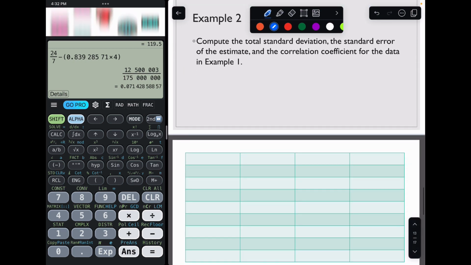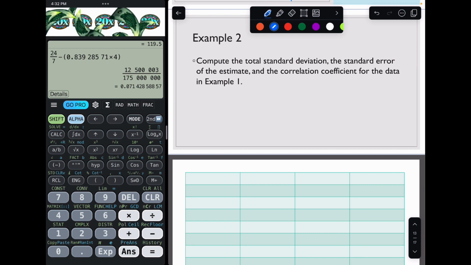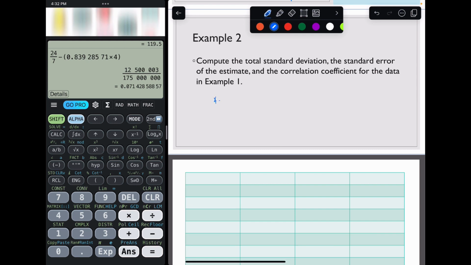So we have the same example. This time, we're going to compute the total standard deviation, the standard error of the estimate, and the correlation coefficient for the data in example number 1. So we will be computing for the standard deviation, which is SY, then the standard error of the estimate, SY over X, and then lastly the correlation coefficient R.